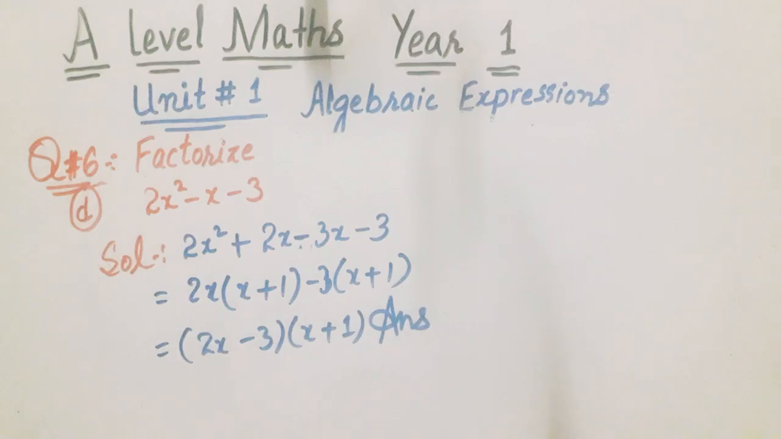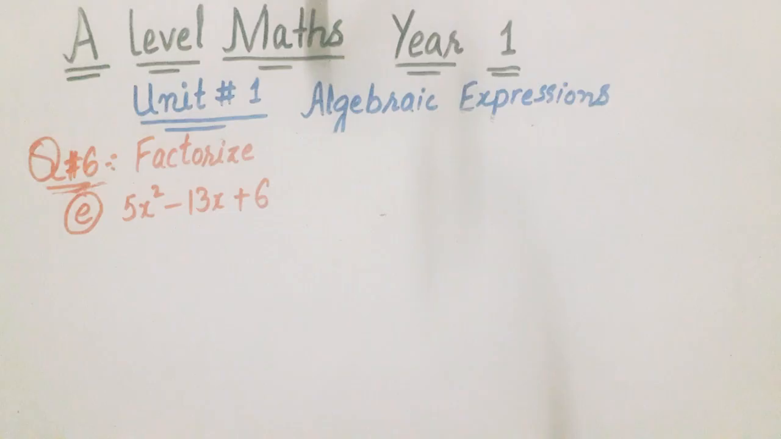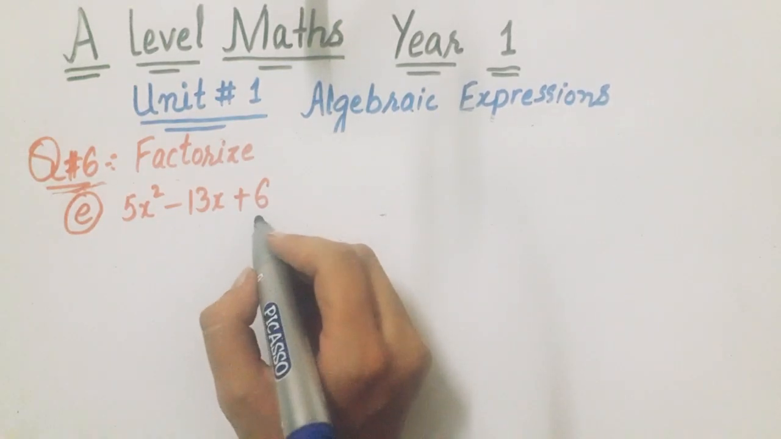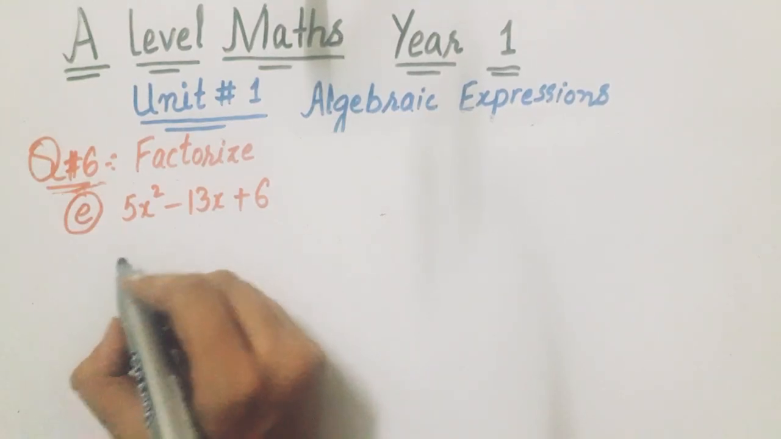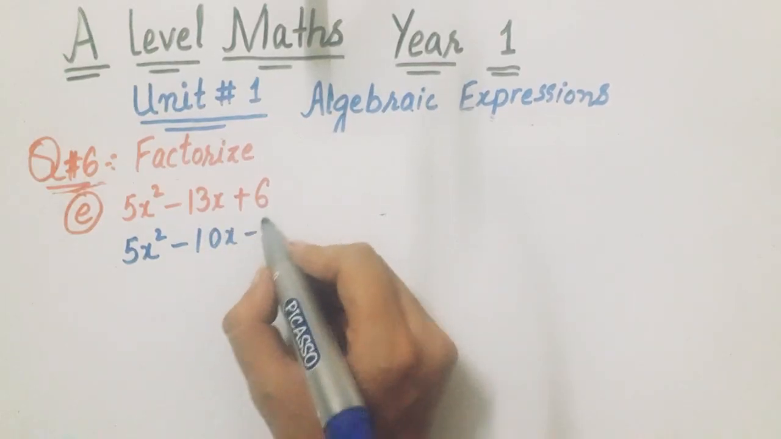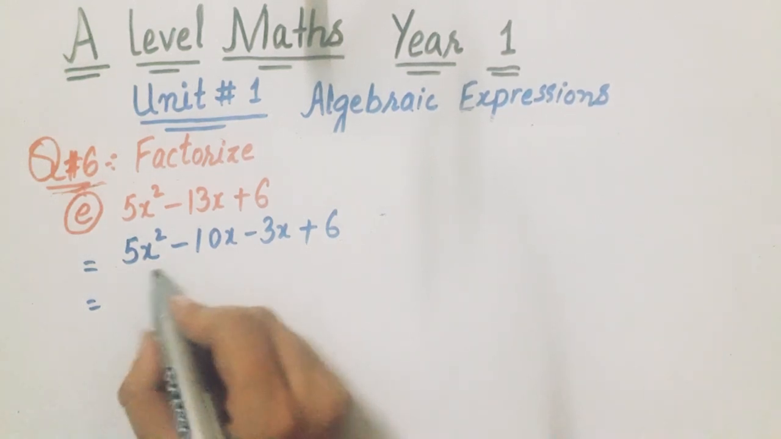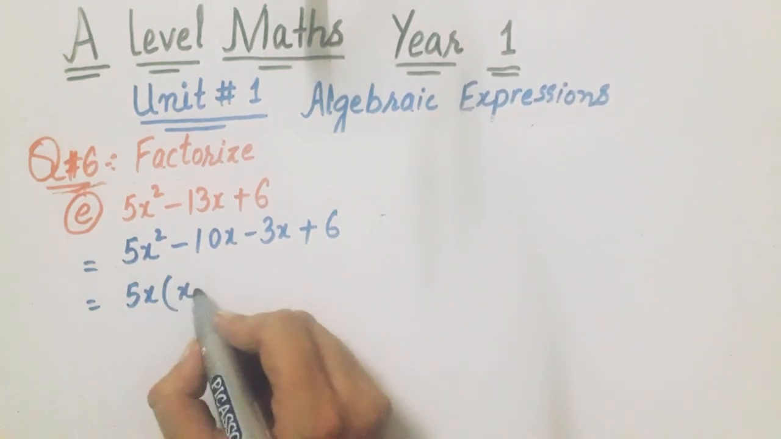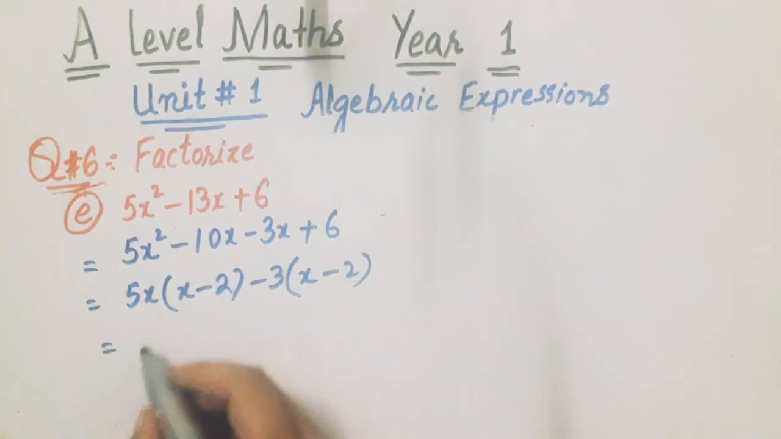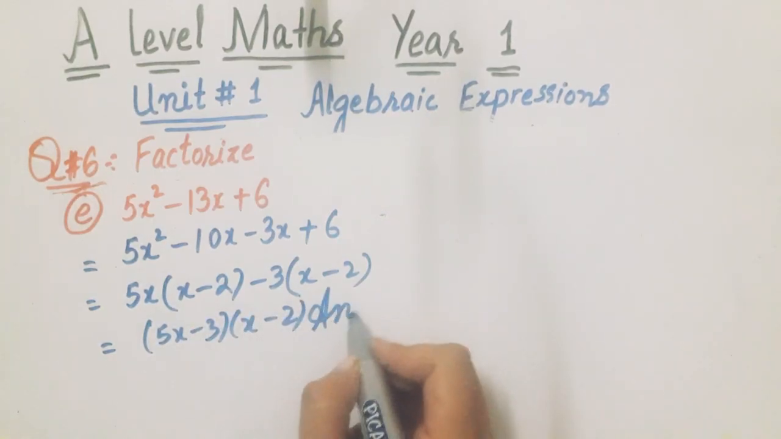Now we will solve the E part. Now the E part is 5x square minus 13x plus 6. We will solve this as, make the factors of 30 which when added give 13. So 10 into 3. We get 5x square minus 10x minus 3x plus 6. Now make the common 5x, remaining is x minus 2, minus 3, so x minus 2. So we get 5x minus 3 and x minus 2. This will be the answer.